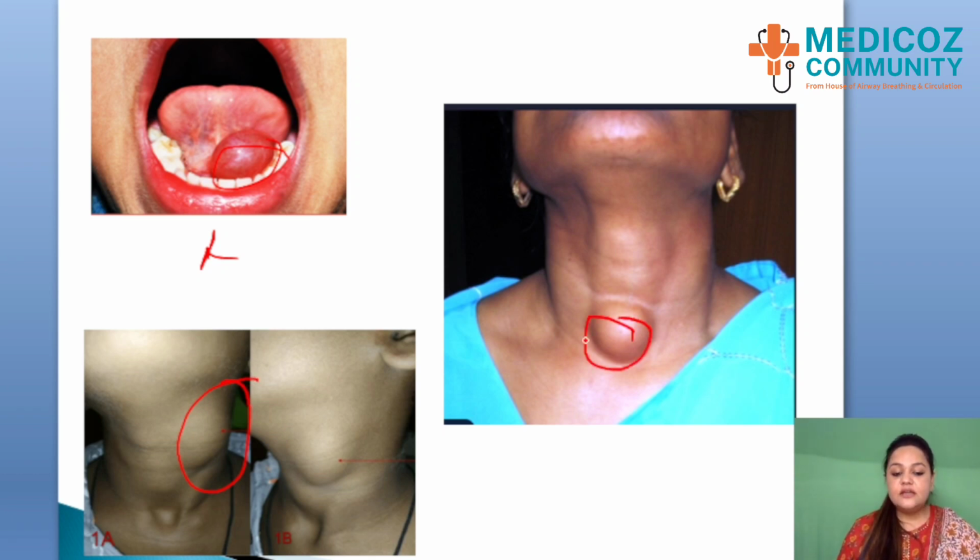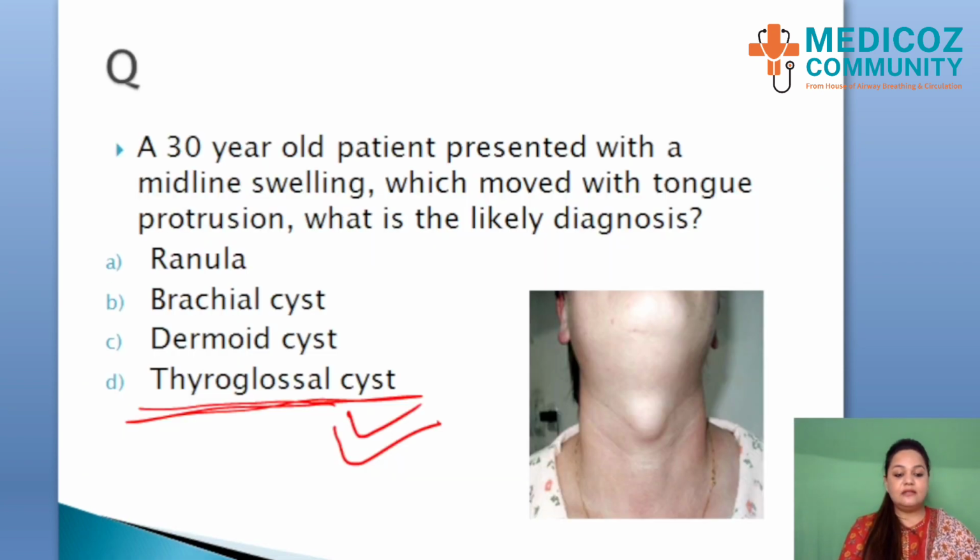Now there is another condition, which is the dermoid. Dermoid is basically due to non-fusion of the layers of the skin, a defect in the layers of the skin. If it is present in the midline, it will not move with the protrusion of the tongue, because it is not connected with the underlying structures. So these are all the other options related to this question, and thyroglossal cyst is the answer for this question.